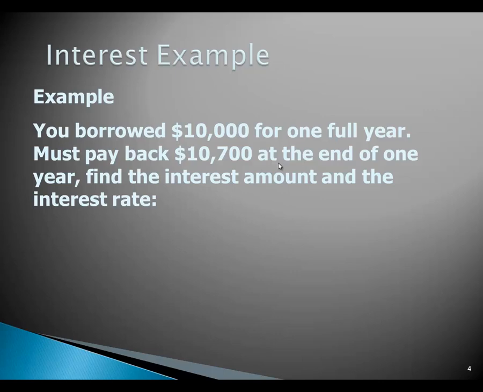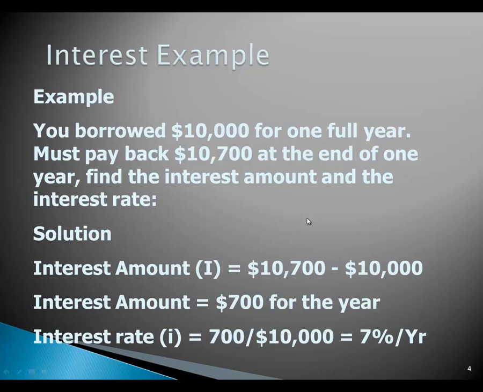To find the interest rate, which in this case the notation for it is lowercase i, it will equal 700 divided by 10,000. And in this case, the interest rate will be 7% per year.